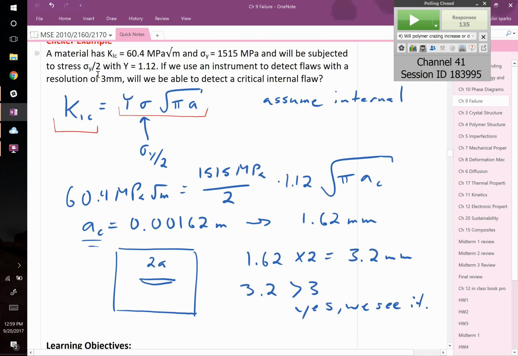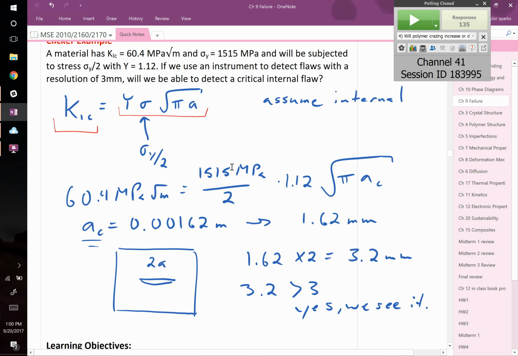If at any point the right-hand side is greater than the left-hand side, it will fail in brittle fracture. It'll spontaneously crack. That's as simple as it is. If the right-hand side of your equation is larger than your fracture toughness, it will fail. Or in other words, if you know the fracture toughness value, like we did in this problem, where we told you it's 60.4 megapascal root meters, then you can figure out what will make it fail by making the left-hand side equal the right-hand side.